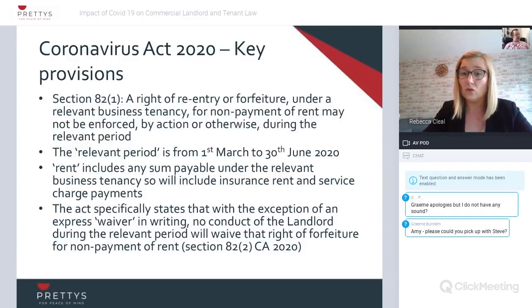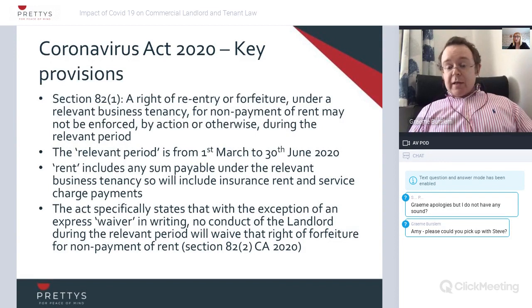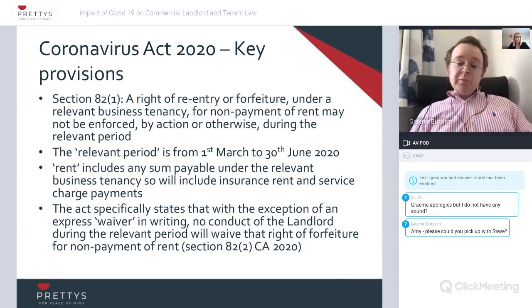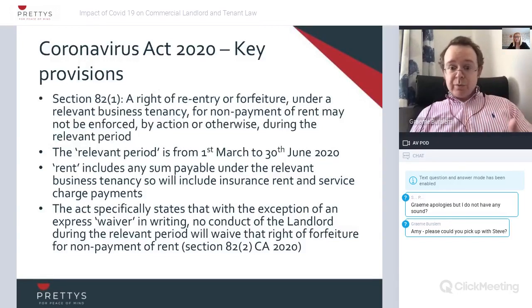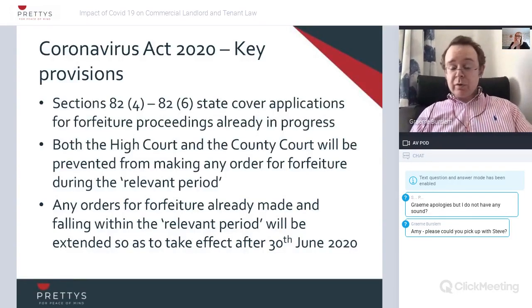I suppose one question I had, and I'm sure you're probably just about to tell us the answer, is: we know that the effect of some enforcement actions that landlords can take is going to be postponed until after the 30th of June. But do we know whether they can issue or commence proceedings in the background now to get ready for after the 30th of June?